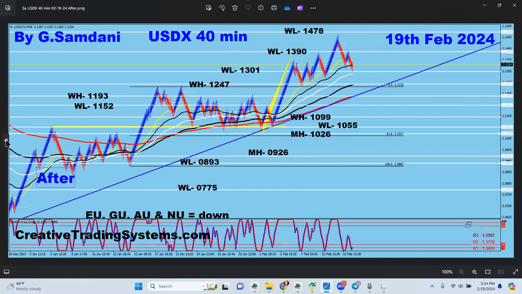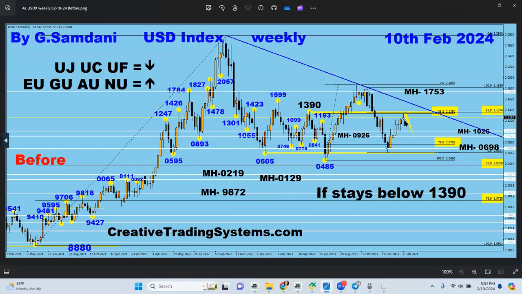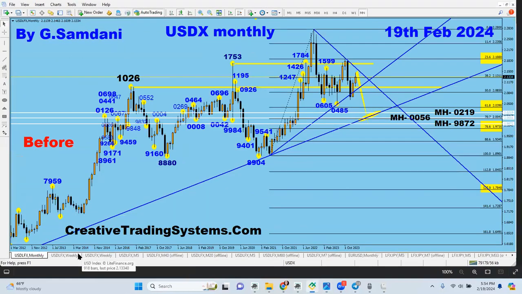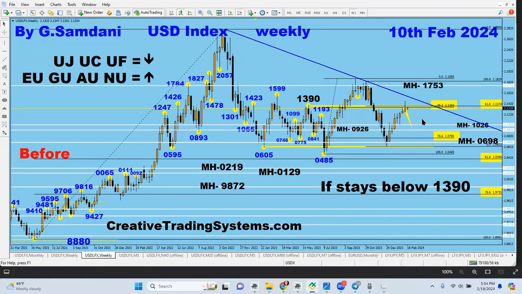Now, let's go back to the weekly chart. This is the chart I made, and this is where we stand right now, as of today. You can see that we went up a little bit around 1478 and even a little bit higher, and then we dropped a little and ended up closing this candle below 1390.